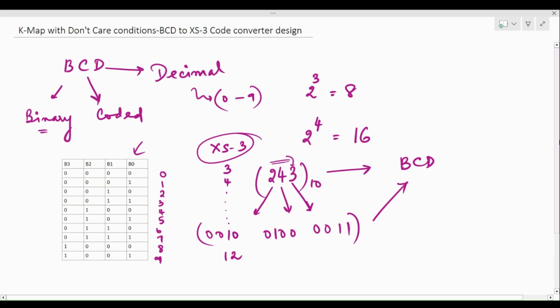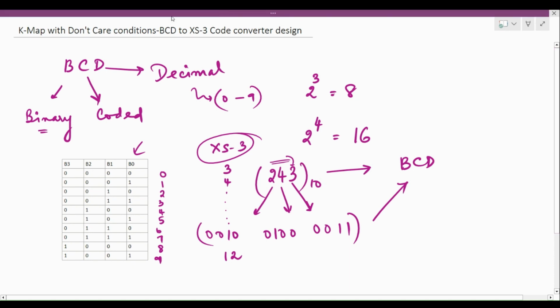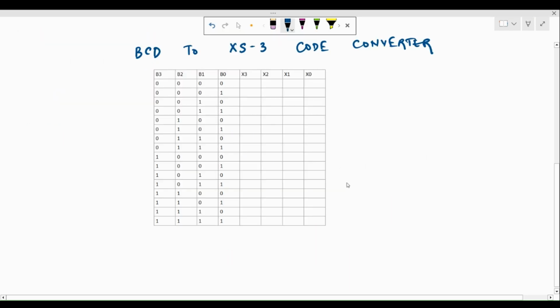So we are now going to see how we can convert BCD numbers into XS3. And while doing that, I'll tell you where we are going to have the don't care conditions coming up. So this is the truth table that I'm going to fill up right now. The B's, right? These are the 4 bits for the BCD, and the X's, these are the 4 bits representing the XS3. So this is the XS3 representation of these BCD codes.